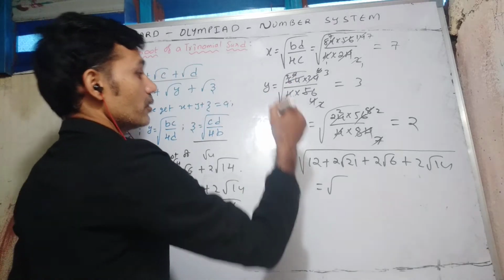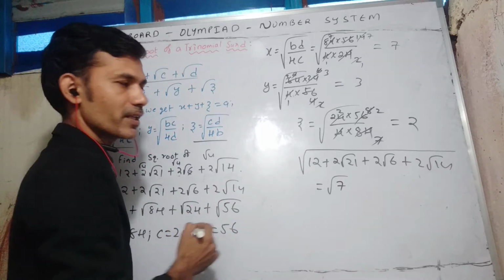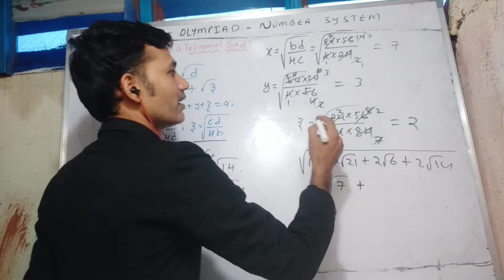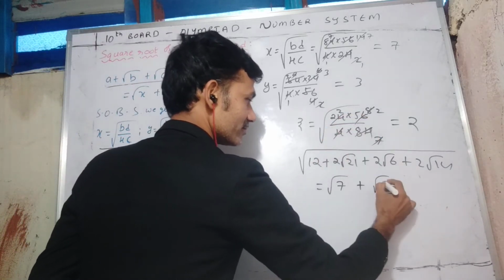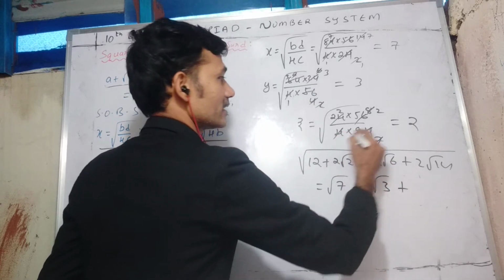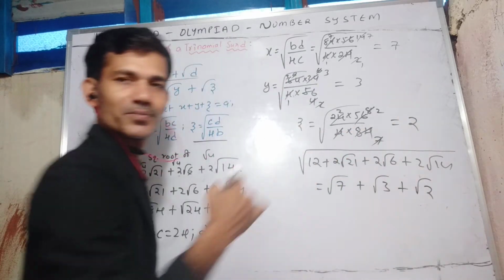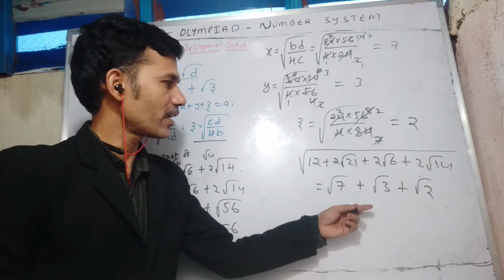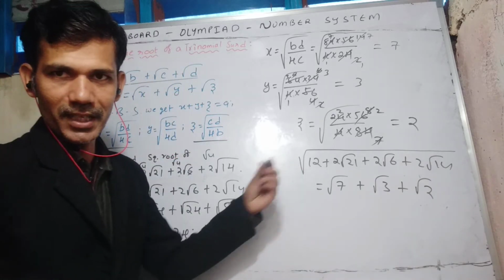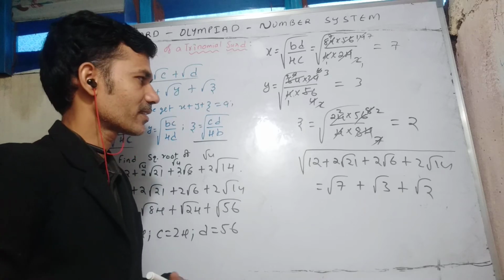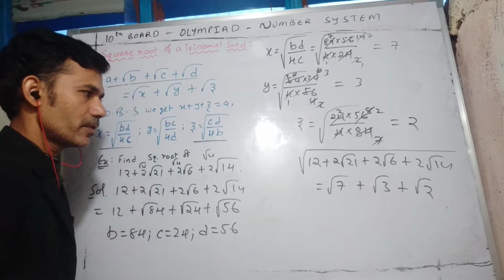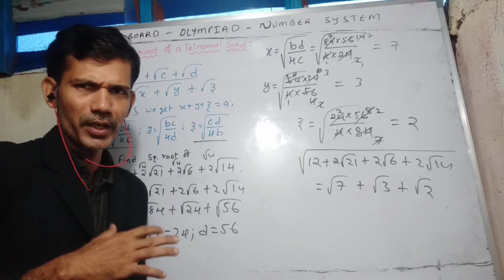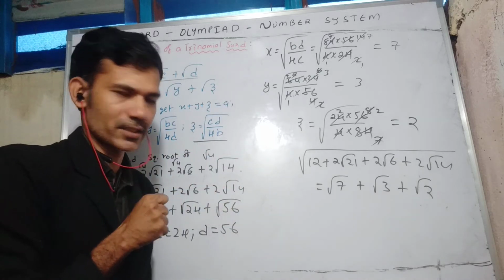Okay, and the x value, how much did we get? Root 7. Plus the y value, how much did we get? 3, and the z value is 2. Okay, if you square these things, we will get the same. So we will verify algebraically also whether it is correct or not.